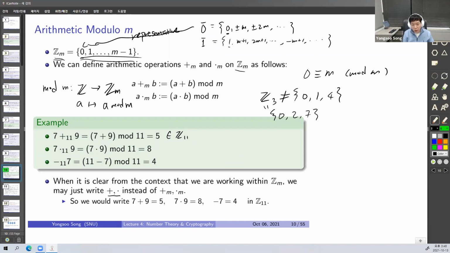Third one in the example. So, Hyogon, do you mean this one? I think this is a correct example. Yeah, the negation of 7 is equal to 4, because minus 7 and 4 are equivalent modulo 11, and this 4 is an element of this Z_11.